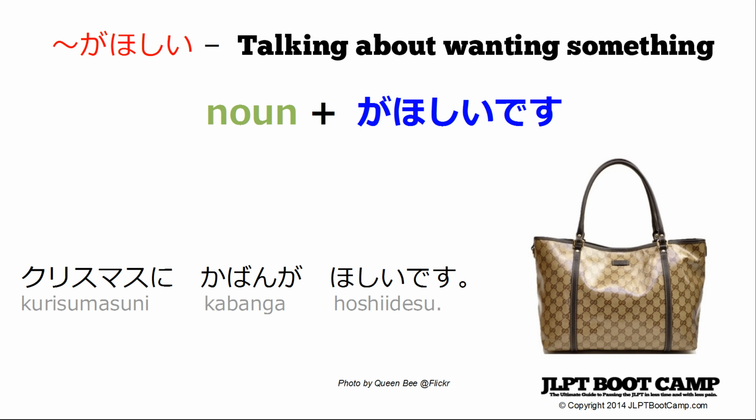But with hoshii you need ga. It's the same with suki and daisuki. If you want to talk about what you like, suki, or daisuki, what you really like or love, you would need to use the ga too. It behaves kind of the same way.